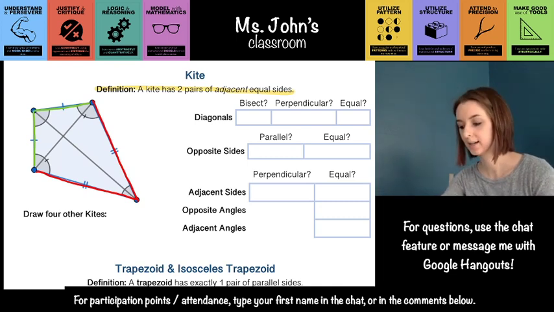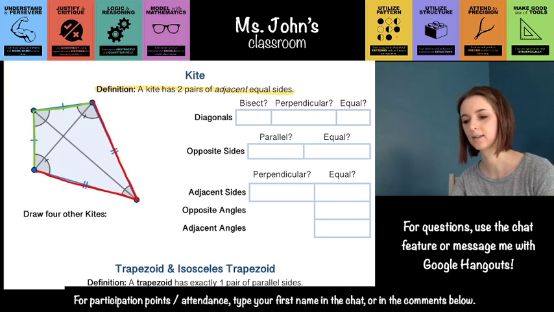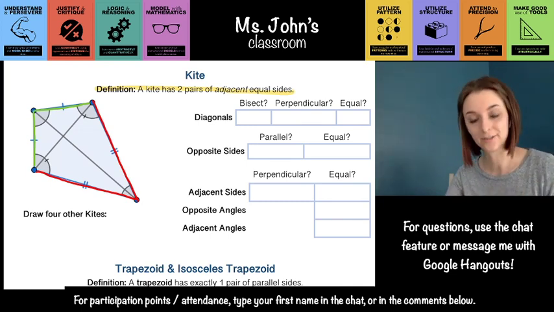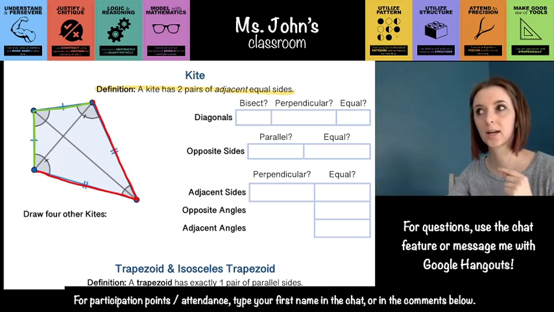So kites can get kind of tricky. Sometimes it's hard for me to identify a kite because the definition is kind of, I don't know. Anyway, it has two pairs of adjacent equal sides, meaning two pairs of sides that are the same length and they touch each other.